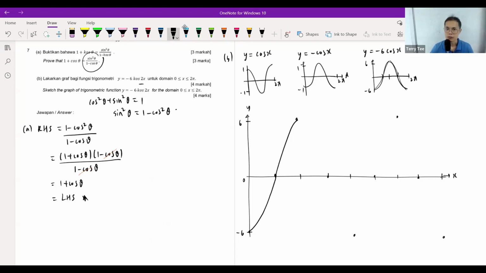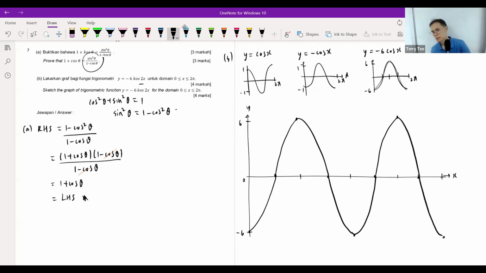Small curve here. Down, up, up again. Okay, this is ugly. So there you go. My graph is done. Okay, so just label, this is your 2 pi.